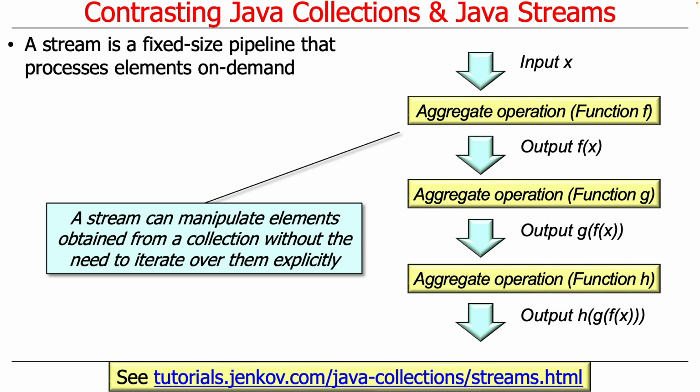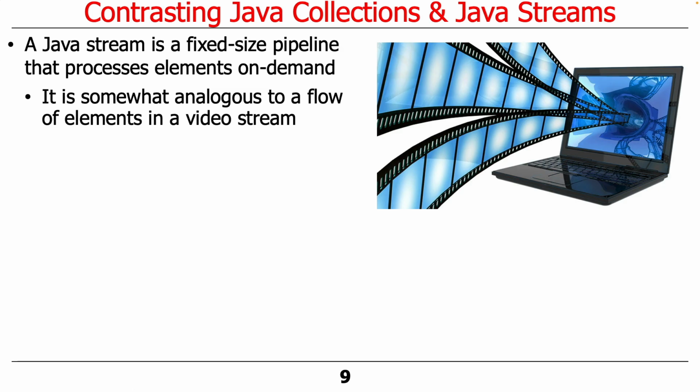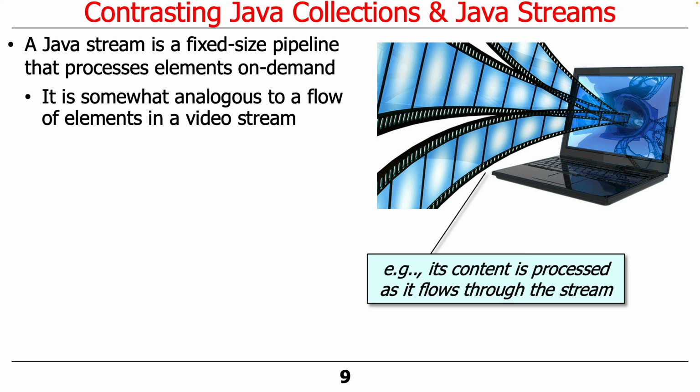In contrast, a Java stream is a fixed-size pipeline that can process elements on demand. And so you can manipulate these elements that are obtained from various data sources, such as a collection, without the need to iterate over them explicitly. They're iterated over implicitly, as we'll talk about here in just a moment. So you can kind of think about a stream as being somewhat analogous to the flow of elements in a video stream. In other words, the content is processed as it flows through the stream.